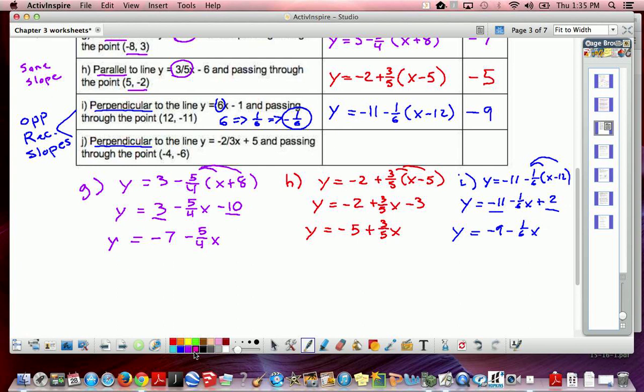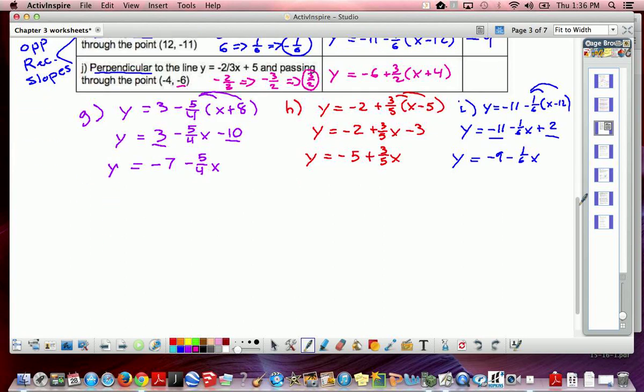On the last one, we start with negative 2/3. If we flip the fraction, we get negative 3/2. Then if we make it positive, our new slope for the line that's perpendicular is 3/2. So y equals negative 6 is my y coordinate. Then I go plus 3/2 x, and then I plug in the x coordinate. A minus 4 makes it plus 4.